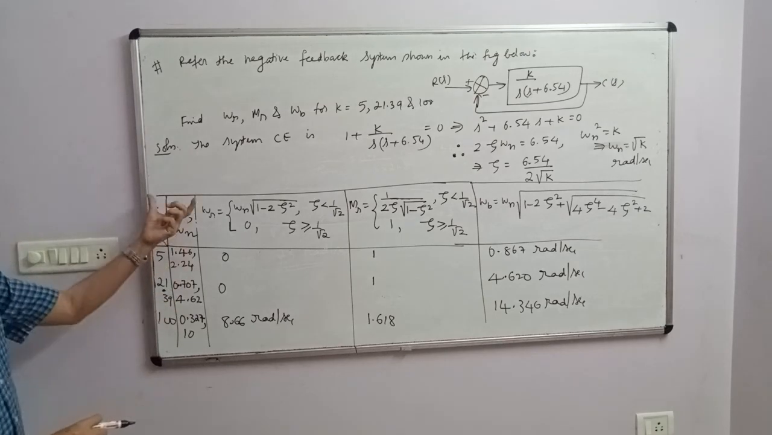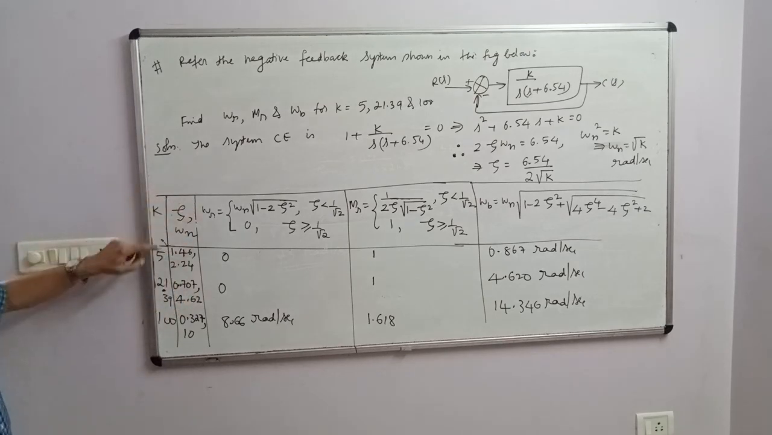Because of shortage of space, I wrote zeta comma omega n. The first value refers to zeta, after comma it is omega n. With this we have finished the problem.